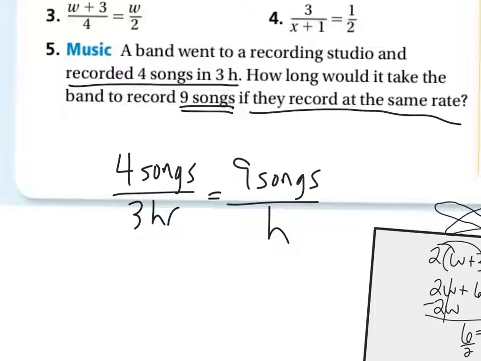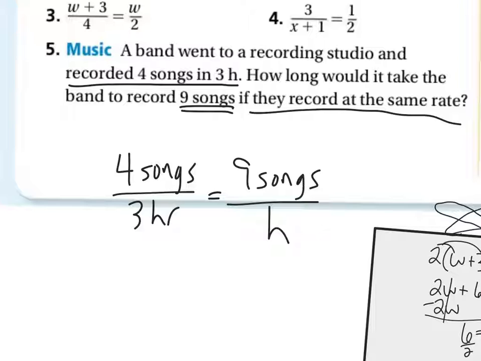I'm just going to do H for hours. And again, put your units next to those. It's going to make it easier for you to make sure you're putting your numbers in the right spots. If you just put numbers down, there's really nothing to make sure that those are in the right spots and that they're directly across from each other with the same units.